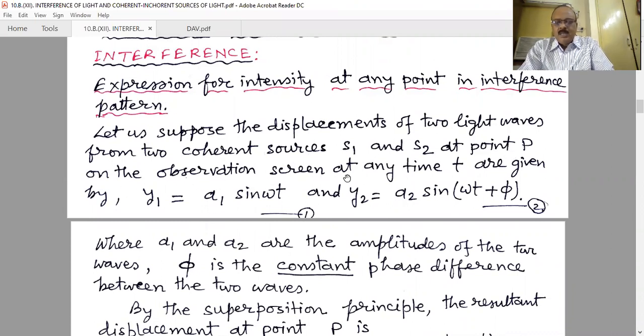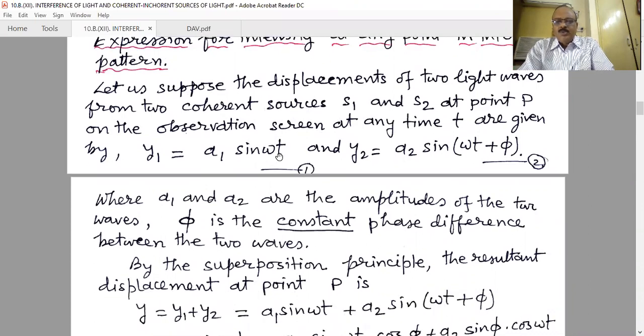On the observation screen at any time t, we consider the displacement of the first wave, the equation for it, y1 equals a1 sine of omega t, and y2 equals a2 sine of omega t plus phi. Here y1 and y2 are the two displacements at that time t. a1 and a2 are their amplitudes. These may be the same or nearly the same. But omega is the same, that means the frequency must be the same, otherwise you cannot observe this interference pattern. And let us suppose phi is the phase difference, and that phase difference is sustained with respect to time, that means it is constant with respect to time.